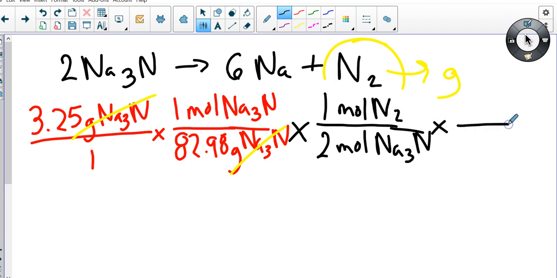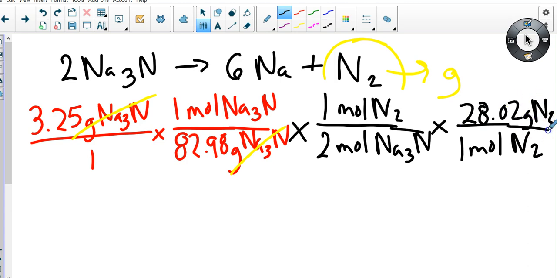It wanted grams of that. Am I done? No. Do you know how to go from moles to grams? Yes, you put the moles on the bottom and the grams on top: 1 mole on the bottom, 14.01 times 2 is 28.02. And that's the hardest thing we're going to do all year. That is as hard as it gets.